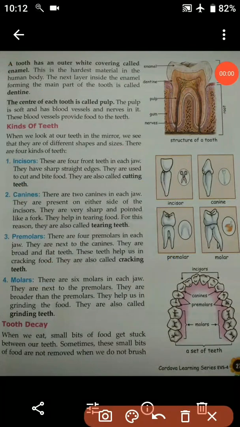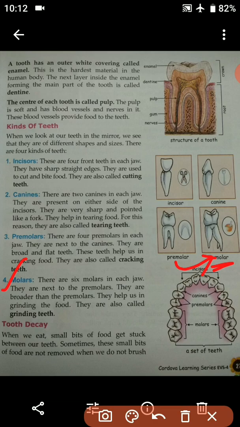Okay. So now let's move to the fourth one, that is molars. So students, there are 6 molars in each jaw. That means there are 6 molars in the upper jaw and 6 in the lower jaw. They are just next to the premolars. So canines are just next to the incisor, and premolars are next to canine, and molars are next to premolars.